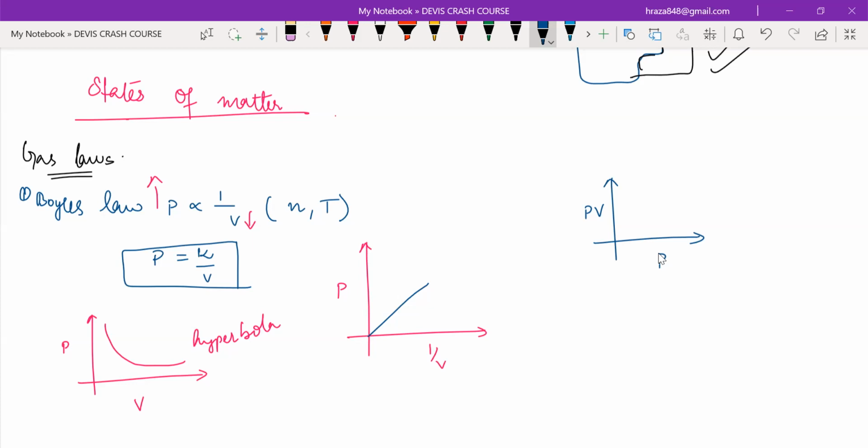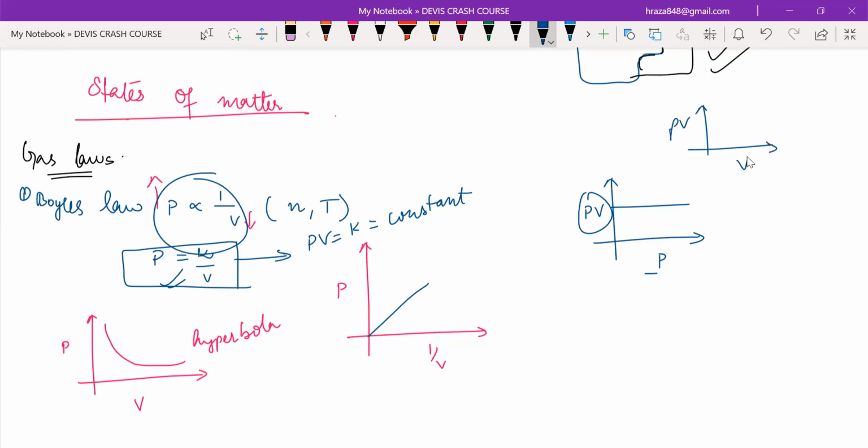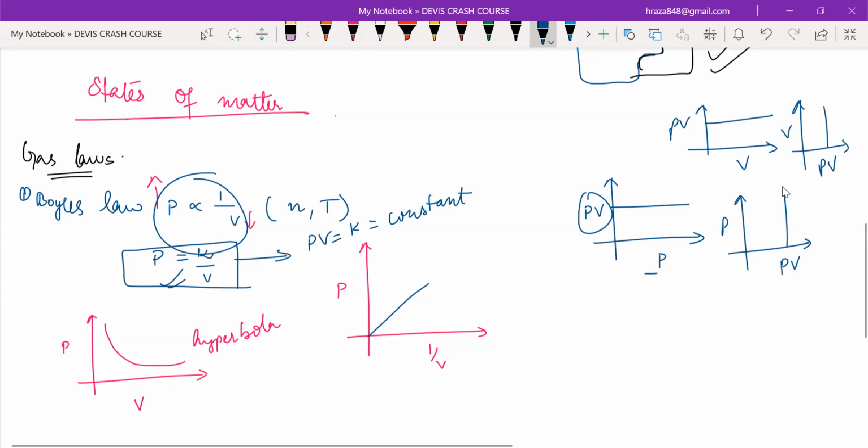Yeah, it is easy. Just get the equation. This is your equation, and you can see PV is equal to K. That means constant. Whatever is present here and here, you can see PV is constant, so the graph will be constant. If it is PV versus P, same graph. If it is PV here and P here, the graph is PV constant. That's all we know.